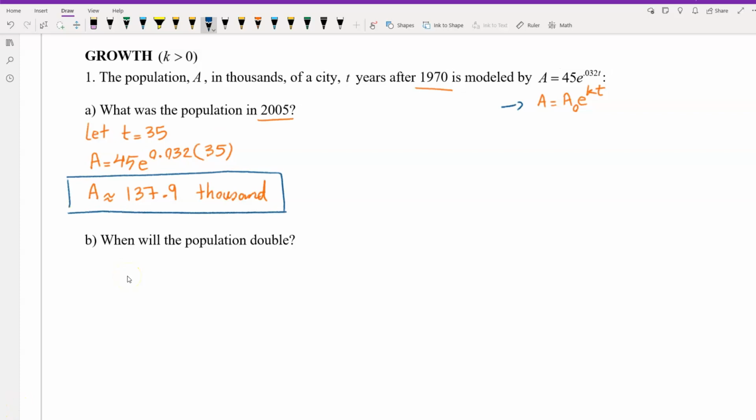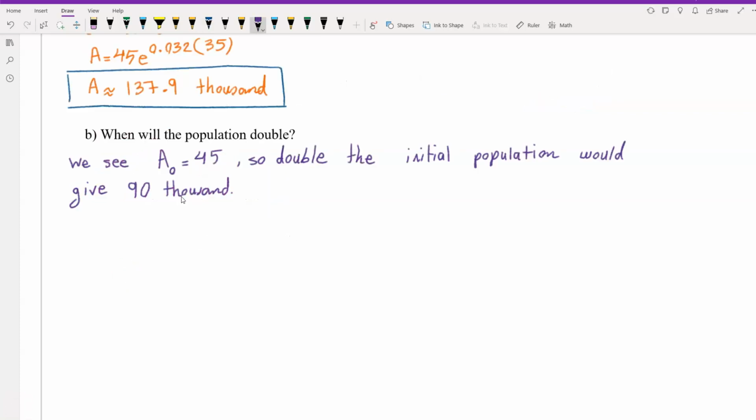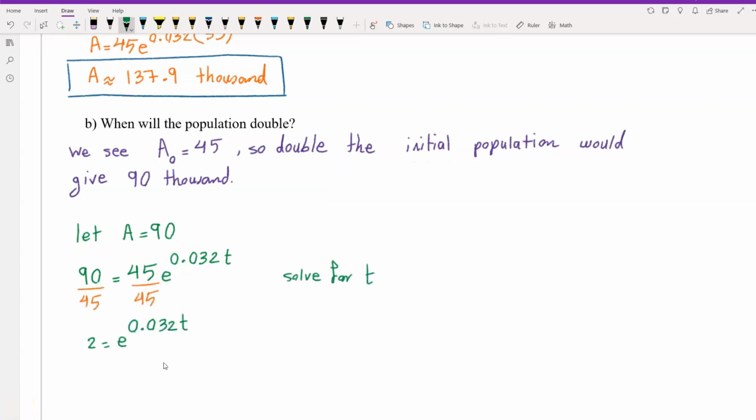Part B, when will the population double? Based on what was given, A sub 0 is equal to 45, so doubling this number, we're going to have 90,000. Let A equal 90. So for A equal to A sub 0 e power k times t, we're going to have 90 equal to 45 times e power 0.032 times t. Now divide by 45 to solve for t. So here we have 2 equal to e power 0.032 times t.